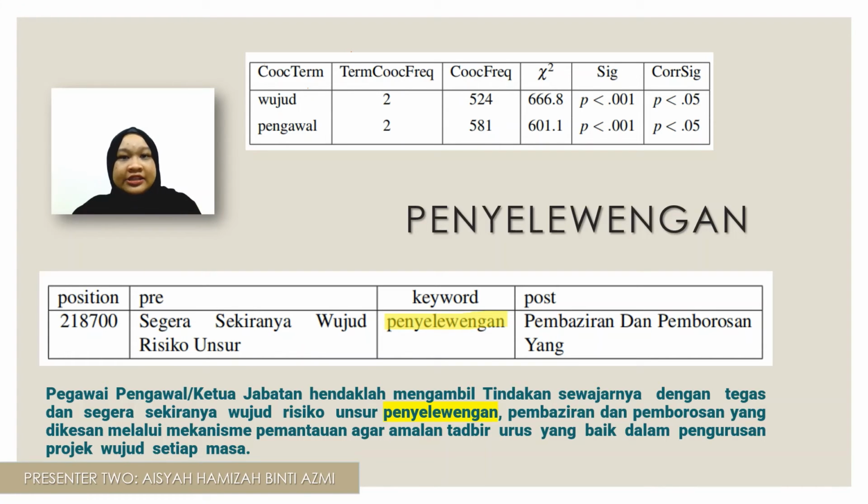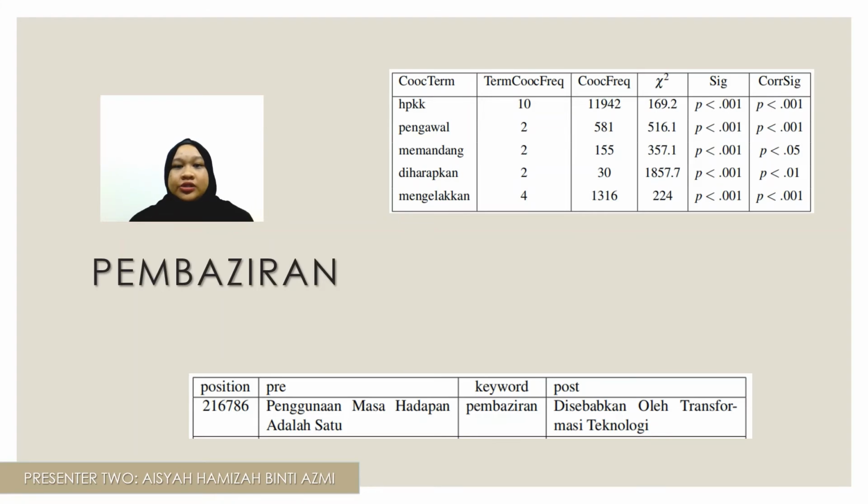It explains that the head of the department should take charge and be firm if there is a risk of embezzlement to ensure a good administration is maintained at all times. The second term chosen is pembaziran, which means wastage. This term is chosen to identify any wastage occurred or might occur that is mentioned in the report.